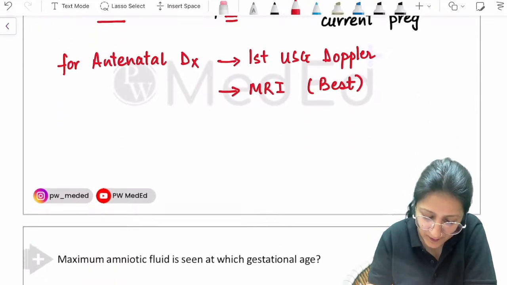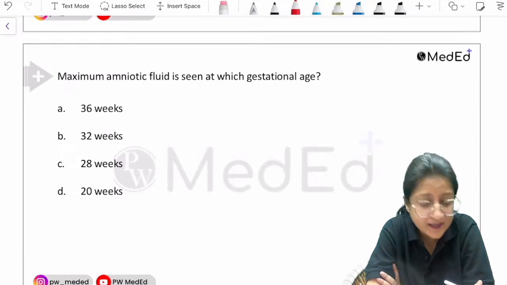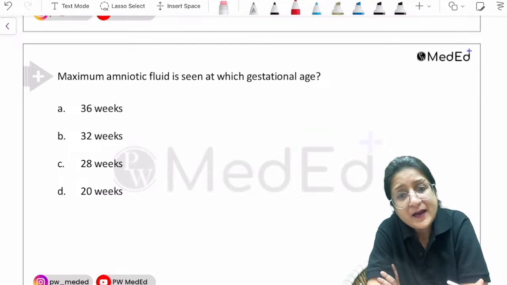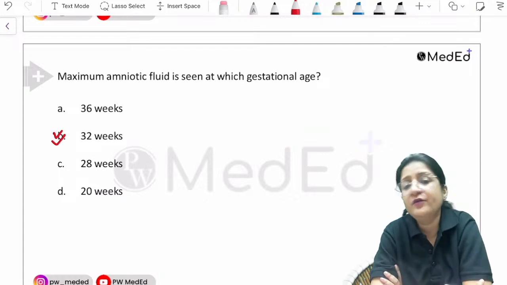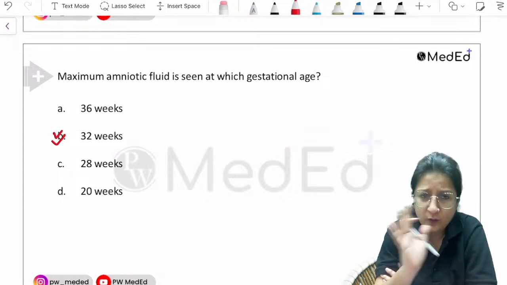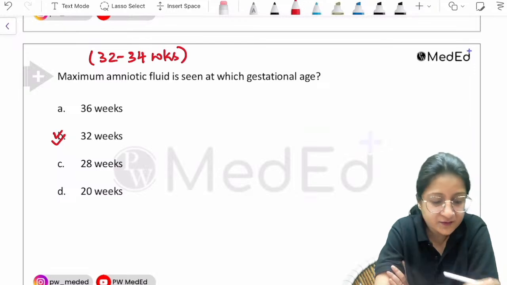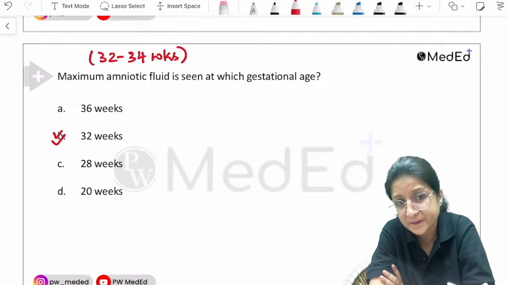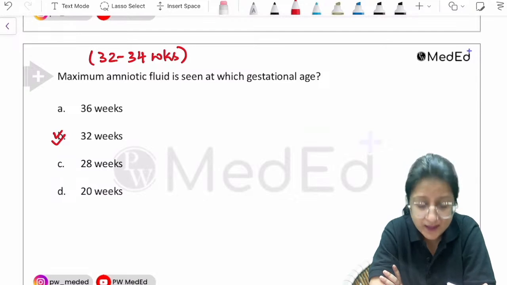Now, next question. Maximum amount of amniotic fluid is seen at which gestational age? Among the options provided, maximum amniotic fluid is seen at 32 weeks of gestation. The range of maximum amniotic fluid is 32 to 34 weeks, so that is why I choose 32 weeks as the answer. 36 weeks is not the correct answer. Keep that in mind.